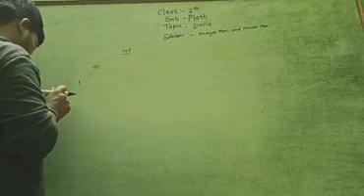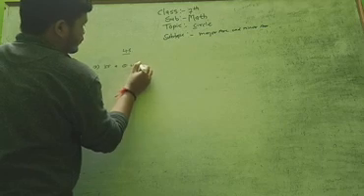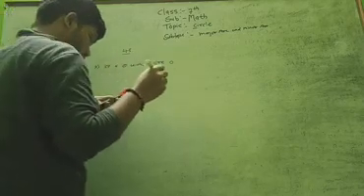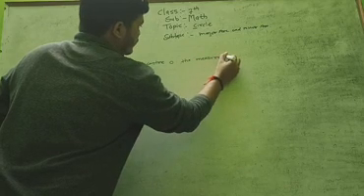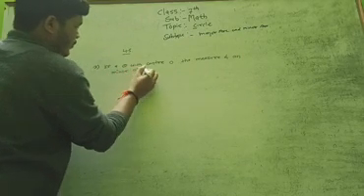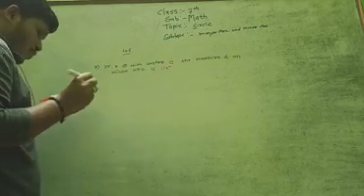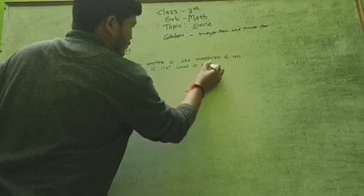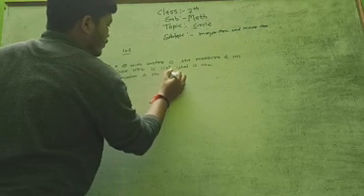If in a circle with center O the measure of a minor arc is 110 degrees, what is the measure of the major arc?